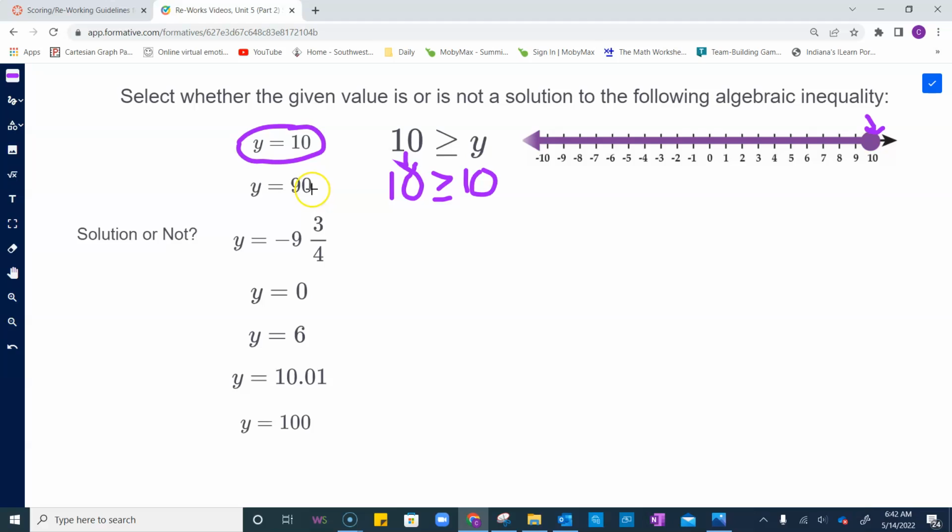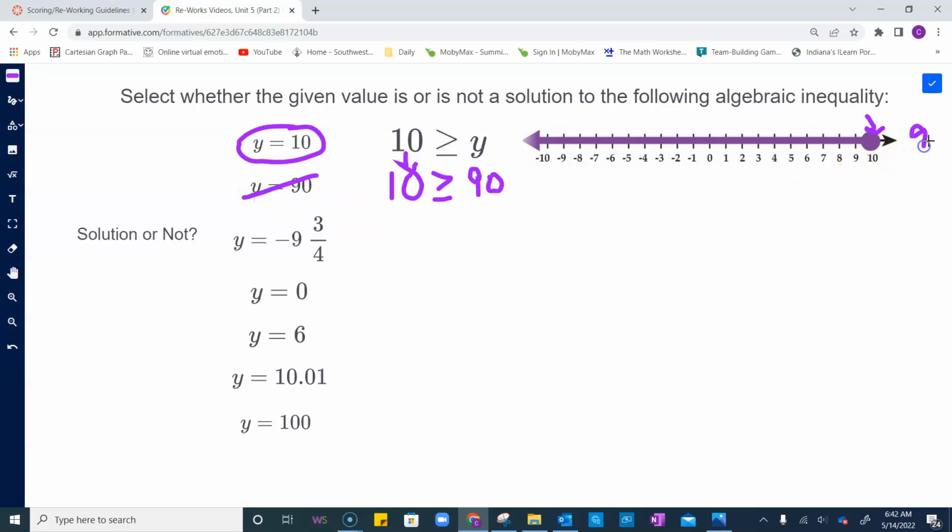So the next one I'm going to check is y equals 90. I'm going to write 10 is greater than or equal to, just keep that, and then I'm going to substitute in 90 this time for my y value. And then I'm going to read it left to right. Is 10 greater than or equal to 90? No, it's not. That doesn't make sense. 10 is not greater than 90, so we cross it out. It can't be a solution.